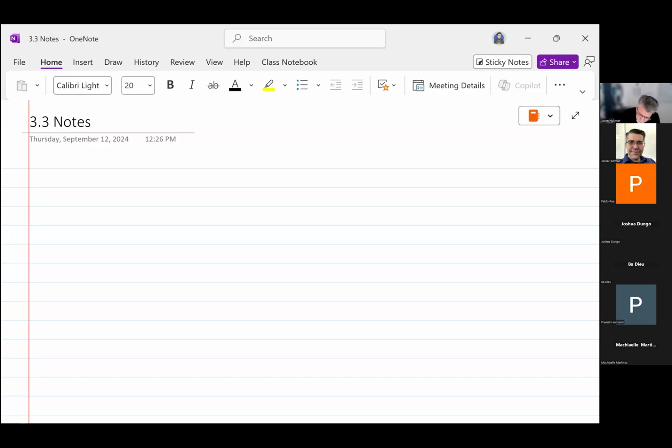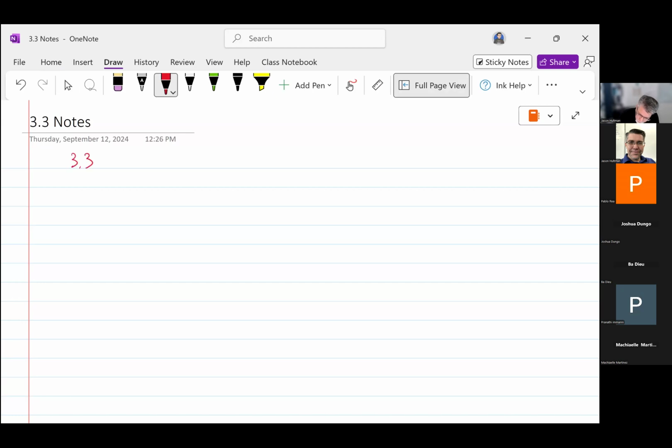Okay, 3.3 is on trigonometric substitution. So we're going to use trigonometry as our u in a way to try to substitute in for some values so that I can use the properties of a right triangle to help me solve some integrals.